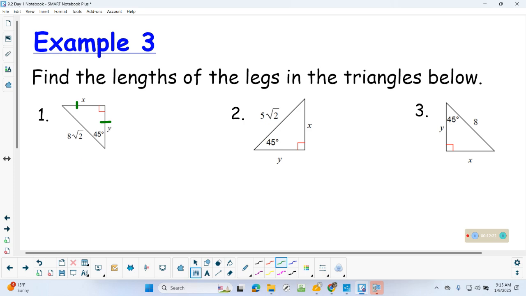Divide. So some of you, again, could do this one in your head. You know I love to write work. So we're going to do the hypotenuse divided by the square root of 2. Now, that comes out nice. You're just left with what? 8. So my sides are 8 and 8. So when they give you the hypotenuse, you are dividing.